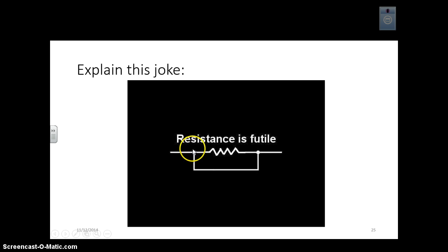So here's a short circuit. Notice the wire here. And then you can see the resistance is futile. You know, it's a common saying, but it's funny now, right? Because you can see the resistor, which is the symbol right here, is useless if this wire is here. So the resistance is futile.